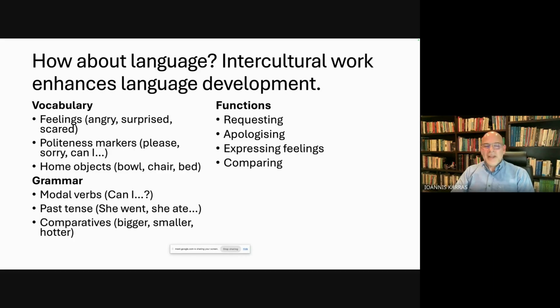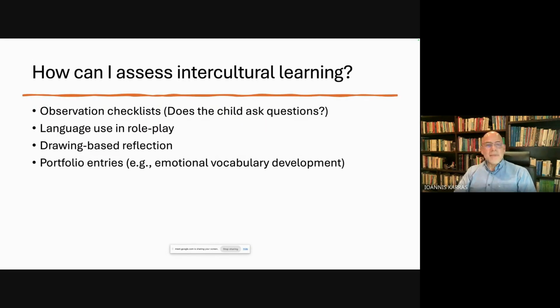Stories, apart from serving as sources of intercultural awareness development, are also sources of good language development. And sometimes the question becomes, okay, so how can I assess intercultural learning? If you feel the need to assess, you can use observation checklists. For example, does the child ask questions? Language use and role play, monitoring the language that is being used, their drawings and what is reflected in their drawings, and keeping portfolio entries, for example, emotional vocabulary development, etc.